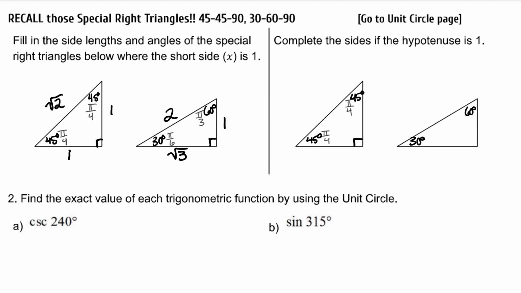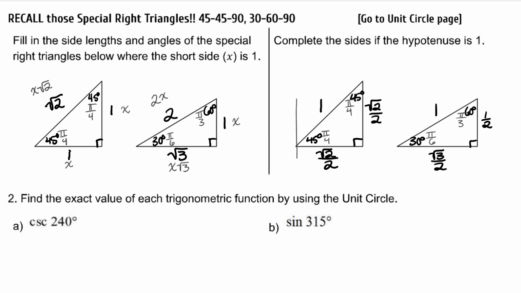Complete the sides if the hypotenuse is 1. The relationship between the sides and the hypotenuse of a 45-45-90 is that the hypotenuse is root 2 times the leg. So if your hypotenuse is 1, how would you find the leg? It would be 1 divided by root 2. 1 over root 2. When you rationalize, that becomes root 2 over 2. If the hypotenuse of a 45-45-90 triangle is 1, then its legs are root 2 over 2. If the hypotenuse of a 30-60-90 triangle is 1, then the short side would be half of that, which is 1/2, and the side across from the 60 degree angle would be 1/2 times root 3.